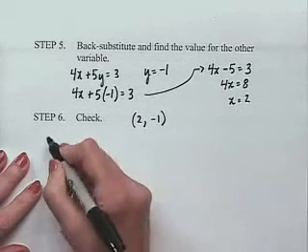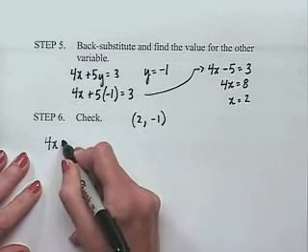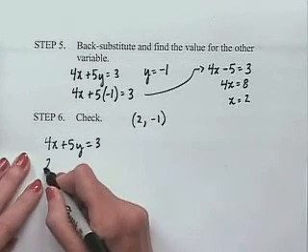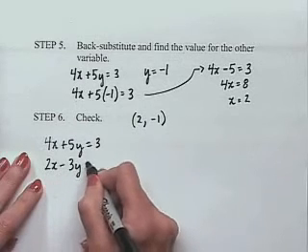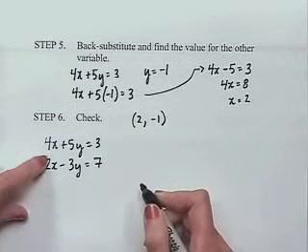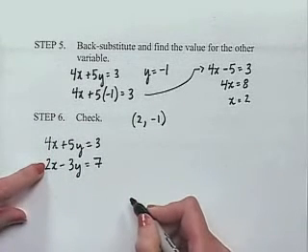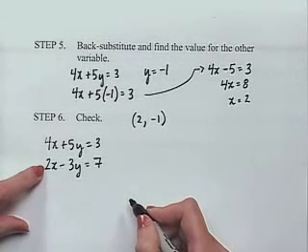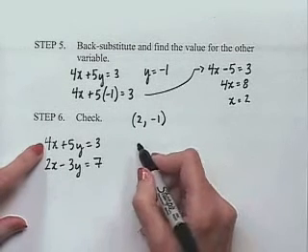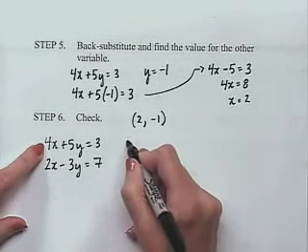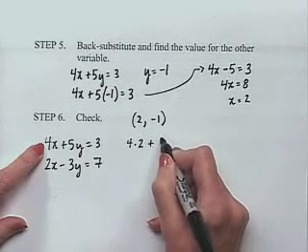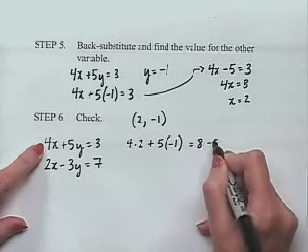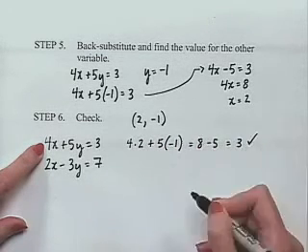We need to check this solution. Quickly, going back to the original, we had 4x plus 5y equals 3, and we had 2x minus 3y equals 7. We want to make sure we go back to the original format so that if we've made any mistakes, we'll catch it. So don't go back to one of the equations where you have changed it in any format. We're going to take, in our first case, 4 times 2 plus 5 times negative 1, and let's evaluate that. We would have 8 minus 5, and that does equal 3.